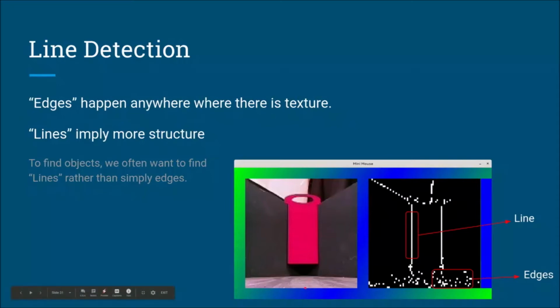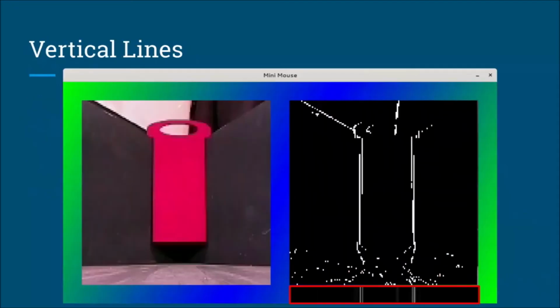Okay, so we've got edges. What does a line look like? Well, here are edges which are just texture on the floor, basically. This is a vertical line, and in the image it looks like a vertical column containing lots of edges. So that's all we need to do. We need to find columns in the image which contain lots of edges.